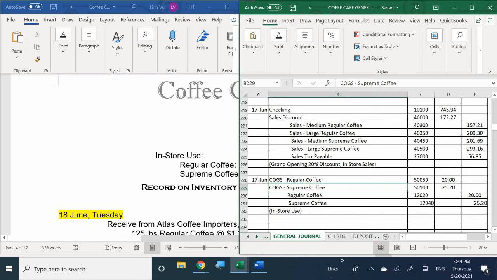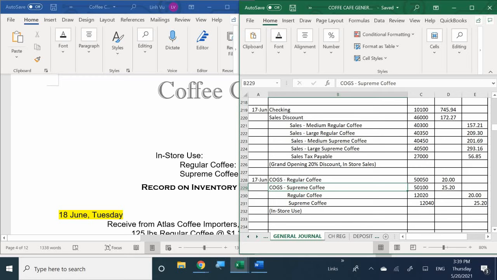So with that being said, now that we've completed our cost of goods sold, we are completely done with our journal, because that's all we had left. We made our deposit, we updated our inventory worksheet, we updated the ledger. So now we are finally done with the day.